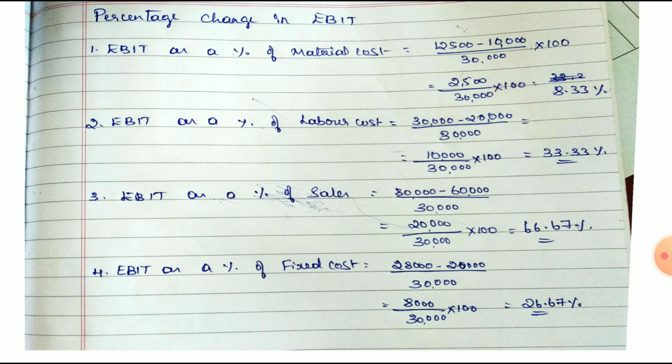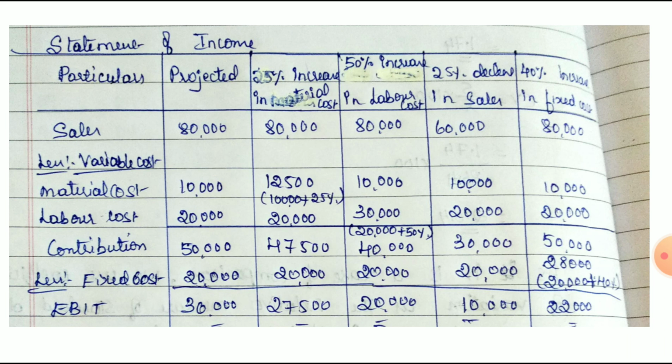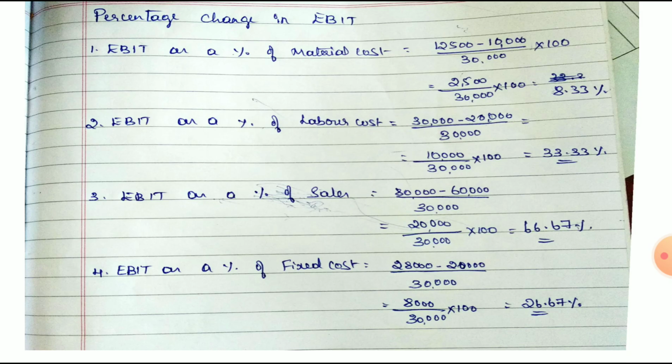Then the second one, same way we have to do. Here labor cost is increased to 30,000. Initially it was 20,000. So 10,000 is the difference, divided by 30,000 into 100, 33.33%. Sales, earlier sales is 80,000, reduced to 60,000. So the difference is 20,000 divided by EBIT 30,000 into 100, 66.67%. Fixed cost was 20,000. It is now 28,000. So the difference is 8,000 divided by 30,000 into 100, and the answer is 26.67%.